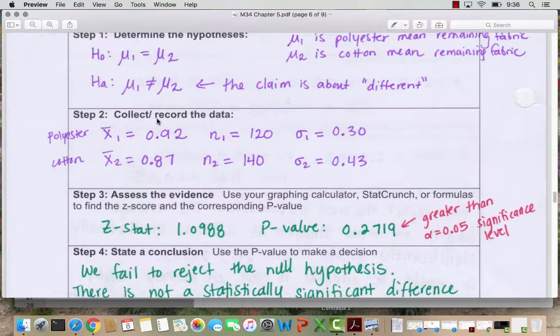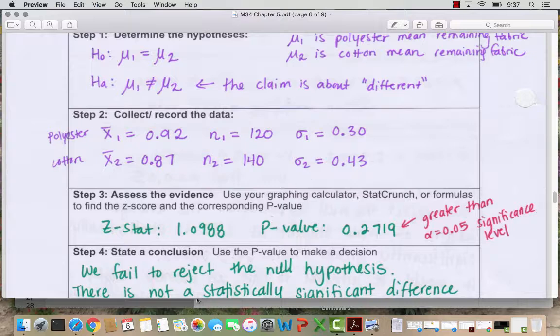So we want to collect or record the data. In this case, the data is given to us. So polyester had sample mean 1 of 0.92, n1 was 120, and sigma 1 was 0.30. So when we're working with two groups, we put these subscript 1s on all of the variables here for the first group, and then subscript 2 on all the variables for the second group. So you can see the cotton sample mean from the paragraph was 0.87, and n2 is 140 because there were 140 cotton strips, and sigma 2, the standard deviation for the cotton population, is 0.43.